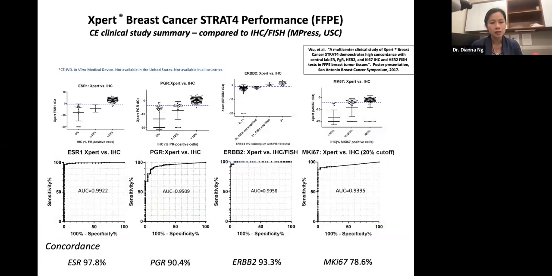And this is a study using formalin-fixed tissues, so core biopsies, open biopsies, mastectomy specimens. And you can see the ER and HER2 perform pretty well. PR and Ki67, not quite as well, but ER and HER2 are very important for treatment. So there is still utility in the STRAT4.